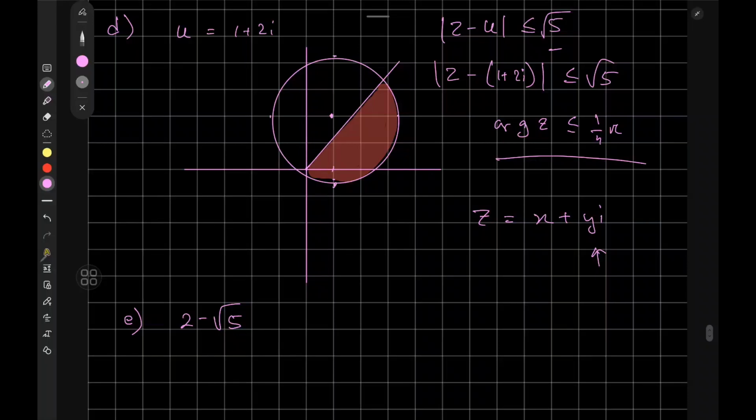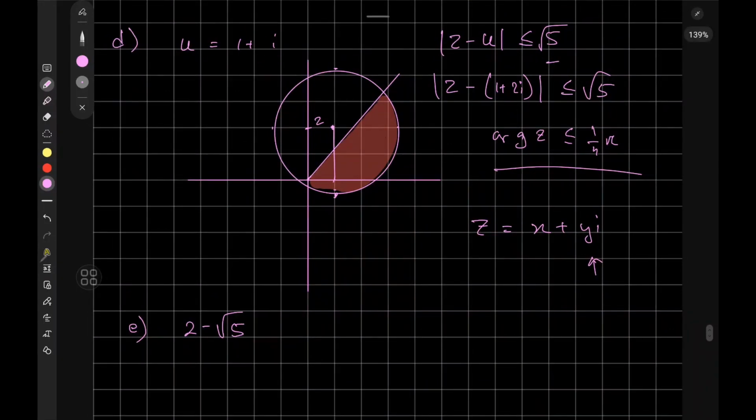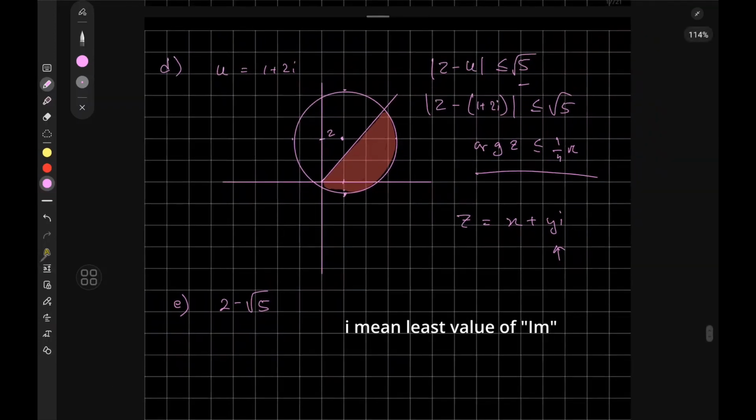You know this length, which is 2, since from 2i, so this is 2, and you know the radius. What is the radius? The radius is actually root 5. So 2 minus root 5 gives you this, which is the least distance, of z.